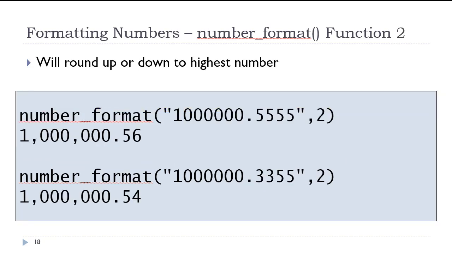The number_format function can also be used with decimal values, which are float data types, and we can specify the number of decimal points we want. Again, depending on the number, it will round up or round down, depending on which it is closer to.